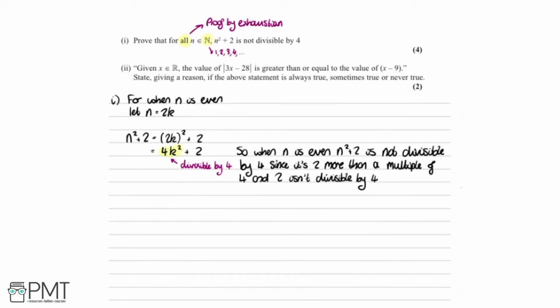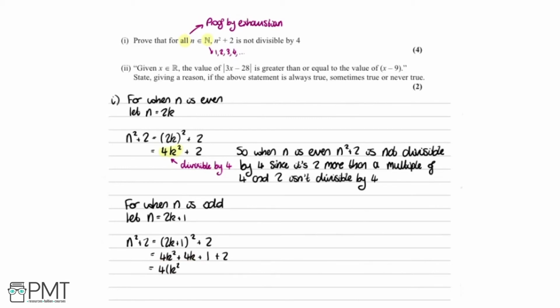So what we now need to do is try for when n is odd. So for when n is odd, we're going to let n equal, now, if an even number is 2k, an odd number will just be 1 more than an even number, so 2k plus 1. So that means that n squared plus 2 equals 2k plus 1 squared plus 2, which equals 4k squared plus 4k plus 1 plus 2. And here what we can do is factorise out a 4. So we get 4 multiplied by k squared plus k. And then combining the constants, we get plus 3.